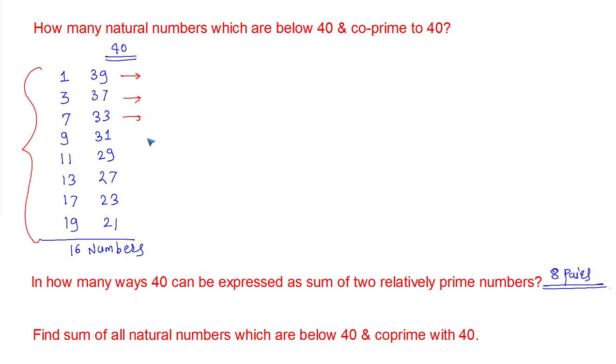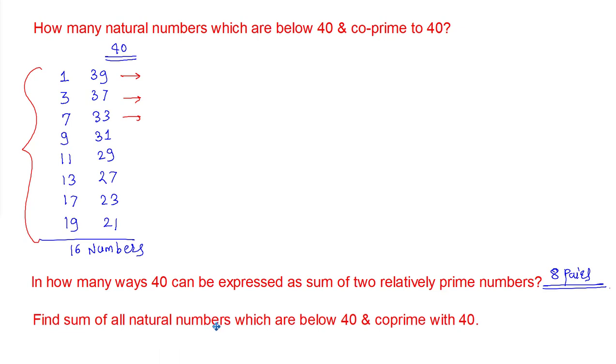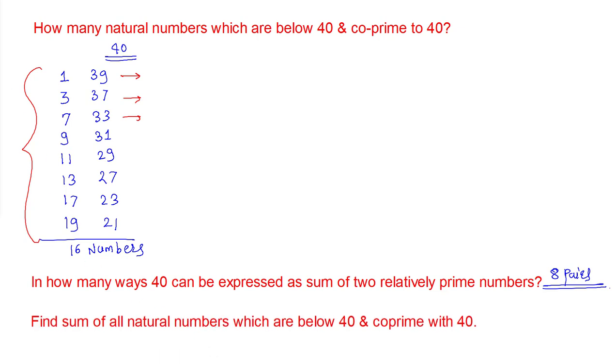Now the next question is: find the sum of all natural numbers which are below 40 and co-prime with 40. Over here we need to find the sum of all these 16 numbers. You can see that there are 8 pairs with addition 40. So the total addition becomes 320. This is how we can answer this question.